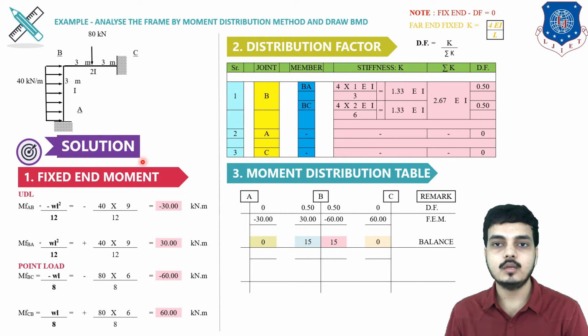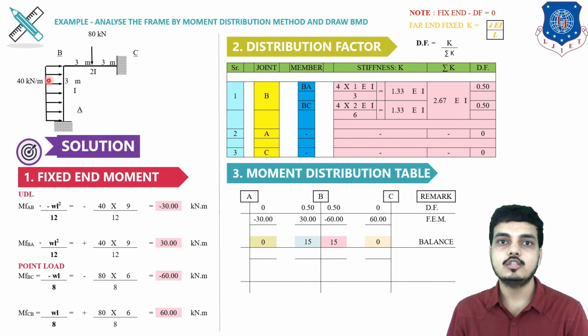Now what is transfer of the moment? The rule says that if the far end is fixed, it can resist moment, so half of the moment will be transferred. This is called carryover moment. We have learned this term in session number 1 of the theory part. So let's see how we can transfer this moment.